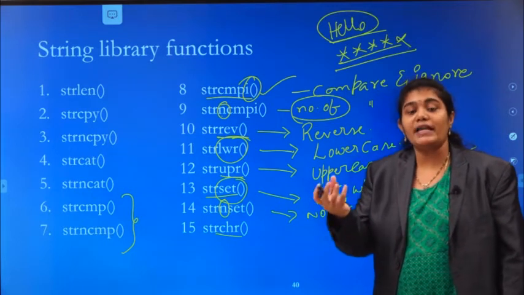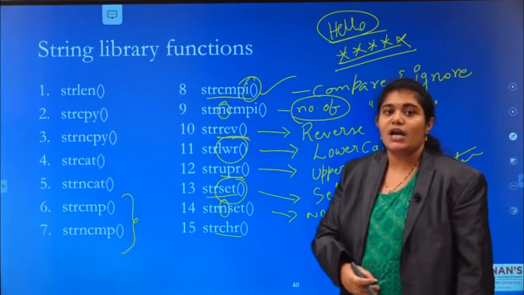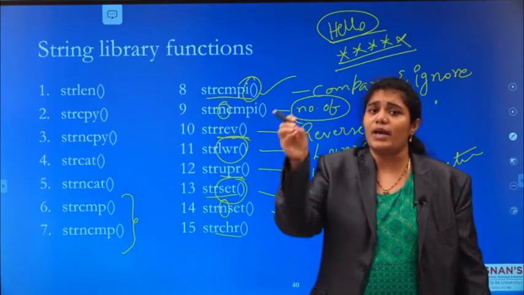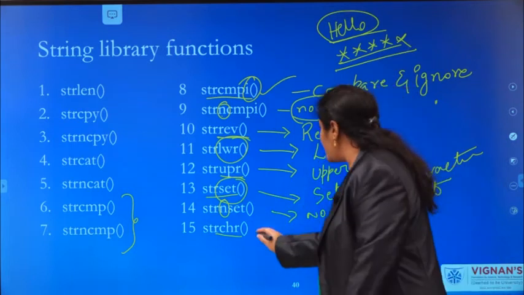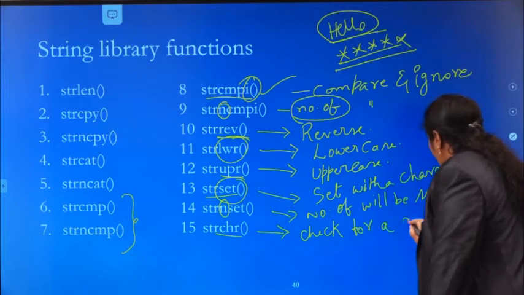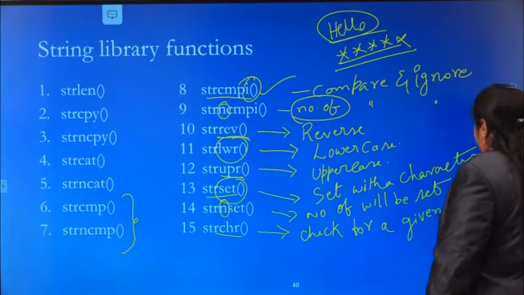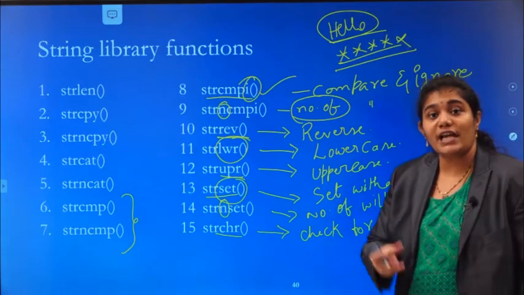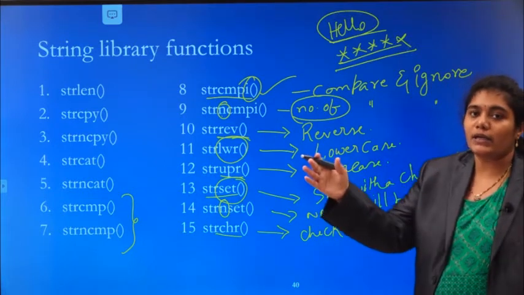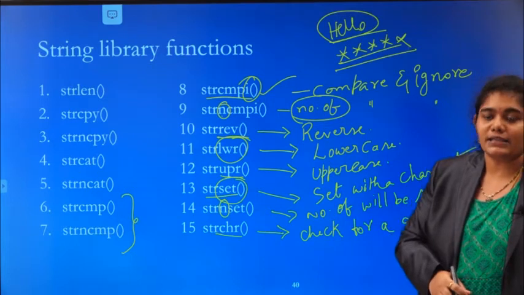strchr. strchr is used to find whether a particular character is available in the given string or not. It is used to check for a given character. If the given character is available, it will return a pointer from that character onwards.